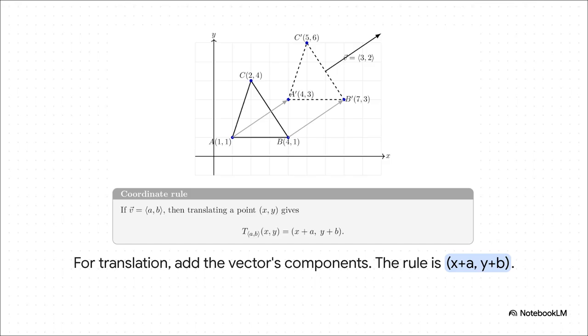Remember that vector that was telling the triangle where to go? It was basically an instruction to move 3 units over and 2 units up. So for a computer to move any point (x, y), all it has to do is calculate (x + 3, y + 2). That's it. Simple addition. That is the entire instruction.